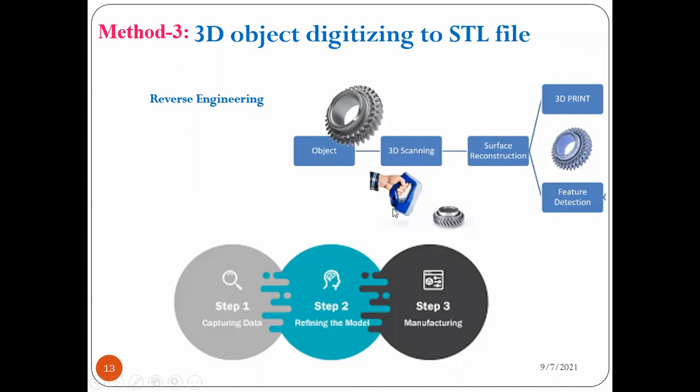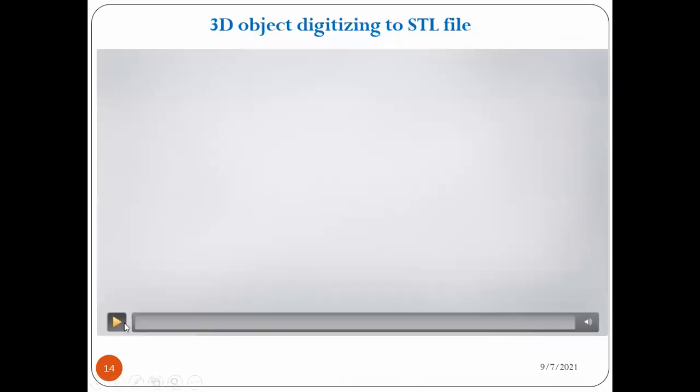So here we require some software. The conversion software is required. Tomorrow we are going to demonstrate a 3D scanning machine, and how we capture the data on a physical object. That we are going to show in tomorrow's demo session. After collecting the information, how we convert the point cloud data to the STL file, you can see in a small video here.